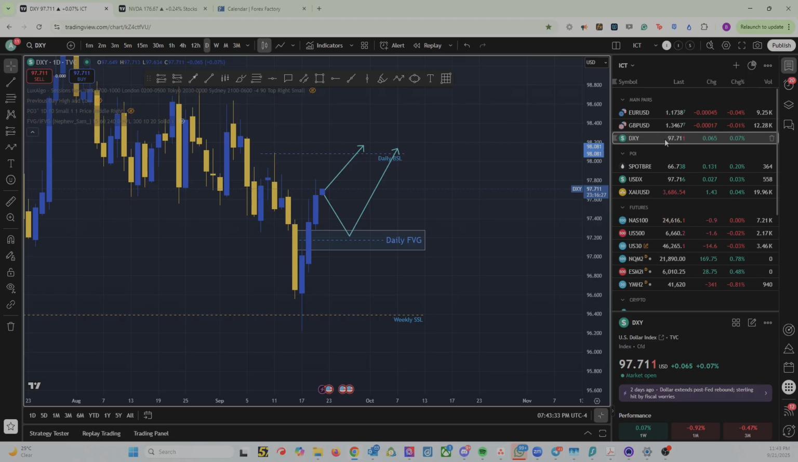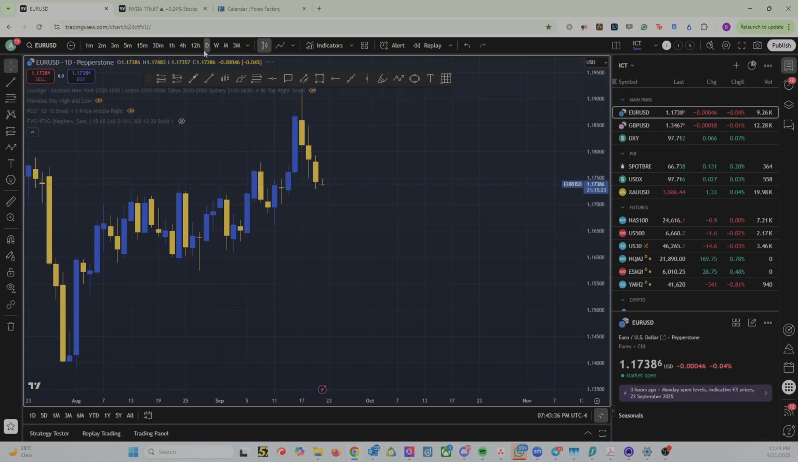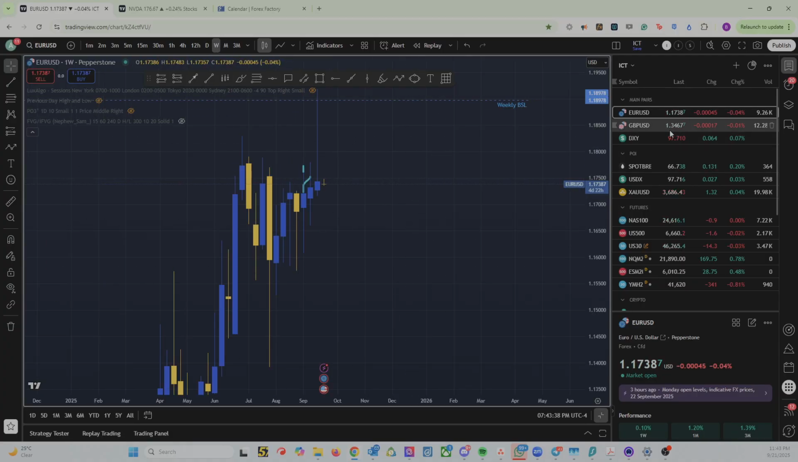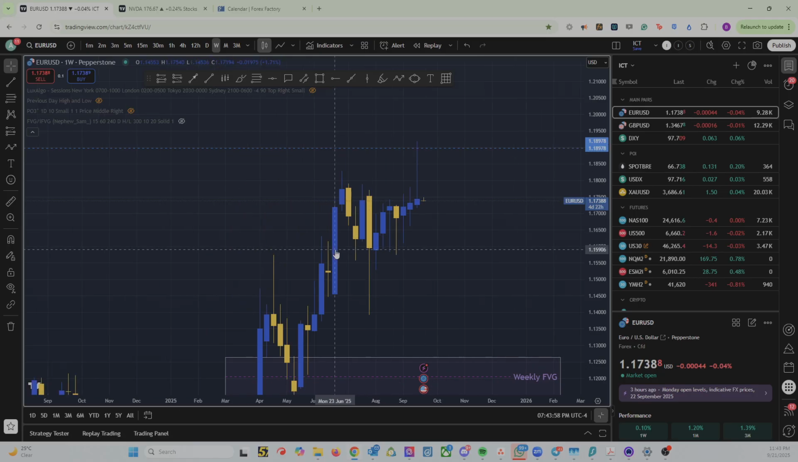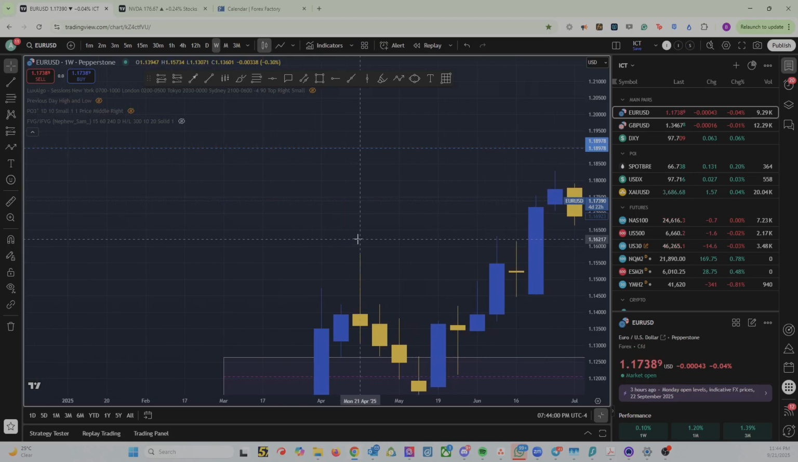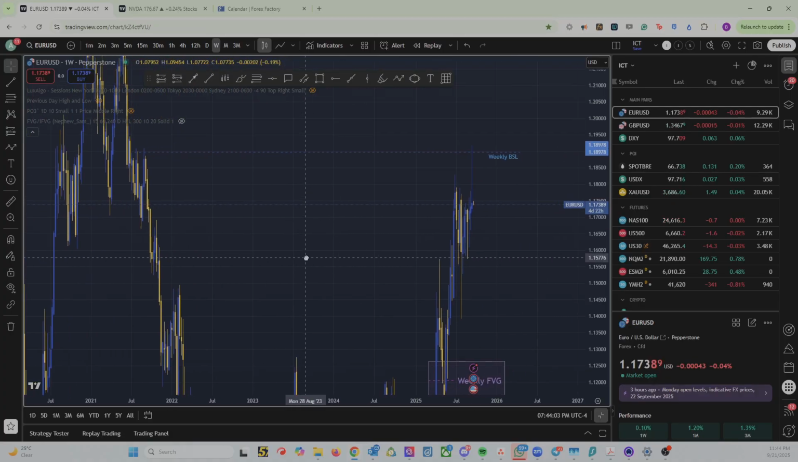Let's quickly switch over to Euro USD. Once again, remember Euro USD is inversely correlated with the DXY. Now you can see that we have a very similar rejection candle that actually happened on Euro USD right over here. Now this particular rejection candle on Euro USD, if you really watch it, almost perfectly correlates with this buy side liquidity as listed here. This should be just a little up. Yeah, you can see it's almost perfect.